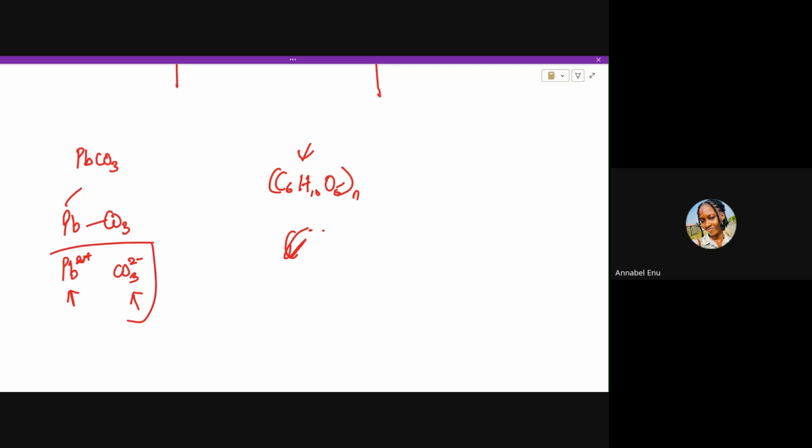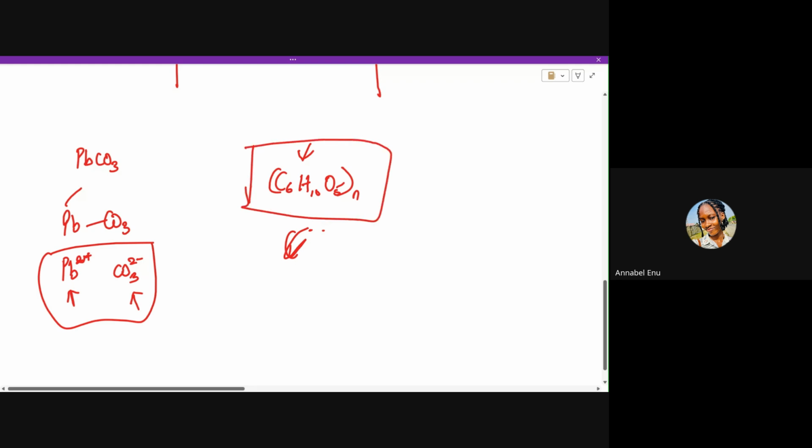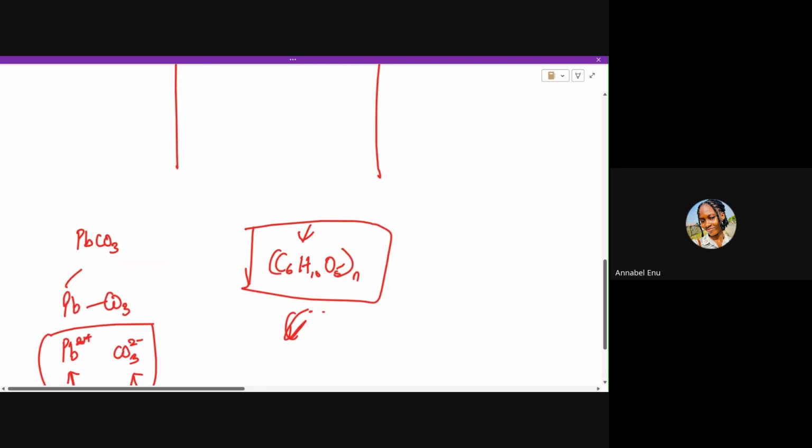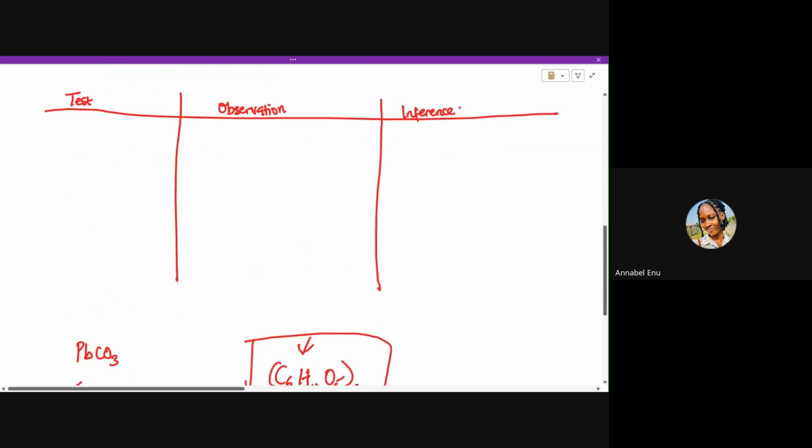So we should ensure that in all our processes, we show at least the presence of these components of our mixture. We are going to write the observations that help us know that these are what are present. The cation is the lead, the anion is the carbonate ion, and then we have the starch.